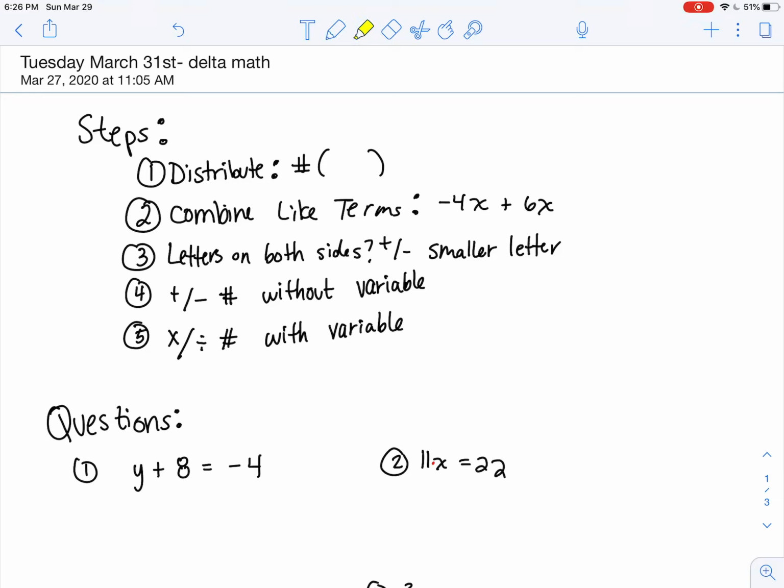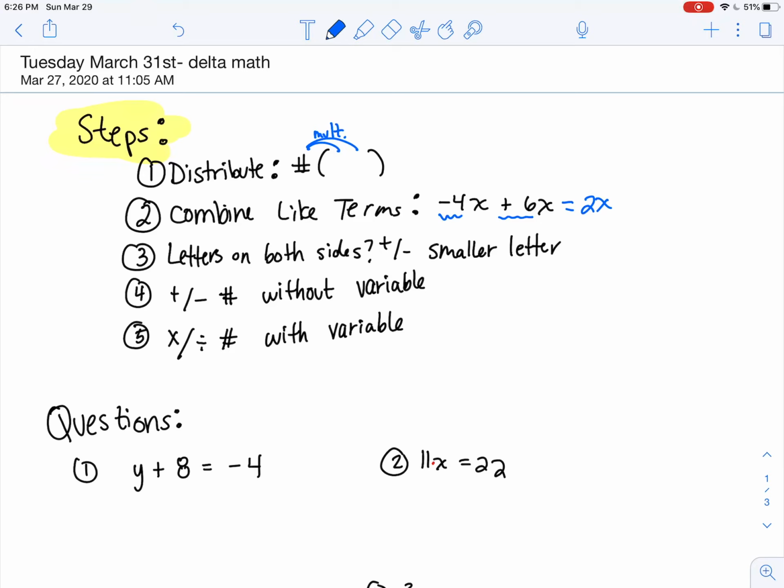Okay, now just a reminder on the different steps that we're going to use to solve equations. I went through these yesterday. I'm going to walk through them real quickly today. Step one is to distribute. Remember, distribute means multiply. Step two is to combine like terms. Negative 4x plus 6x. First off, they have to have the same letter. Second off, you add or subtract the coefficients. That says negative 4 plus 6, which gives me 2x.